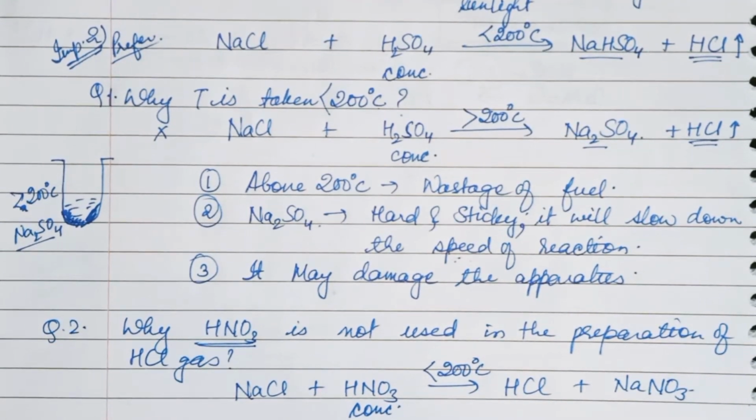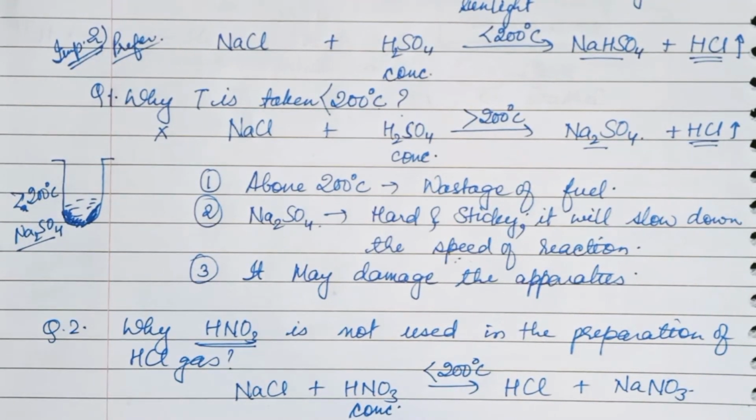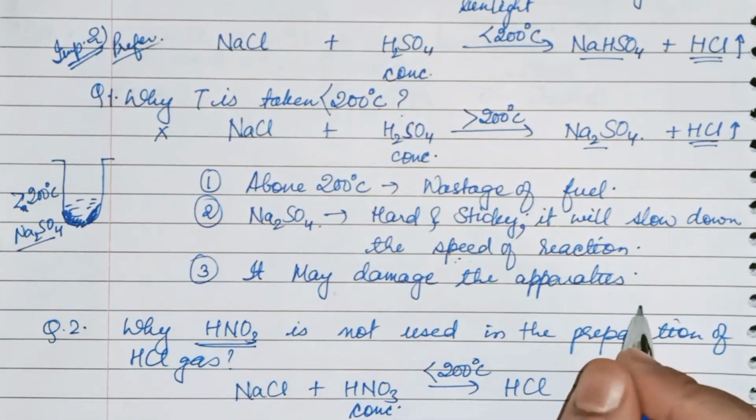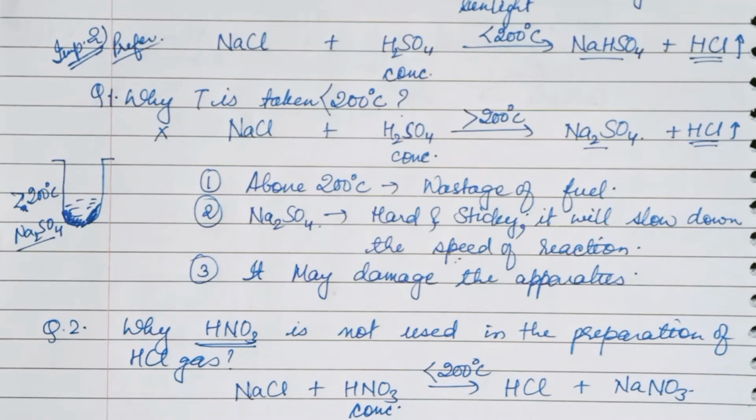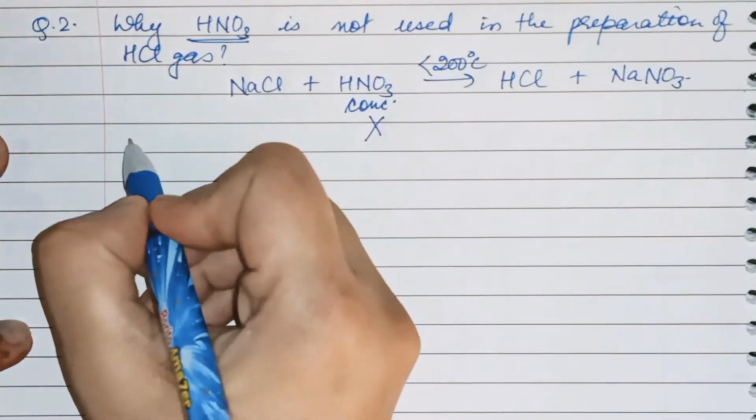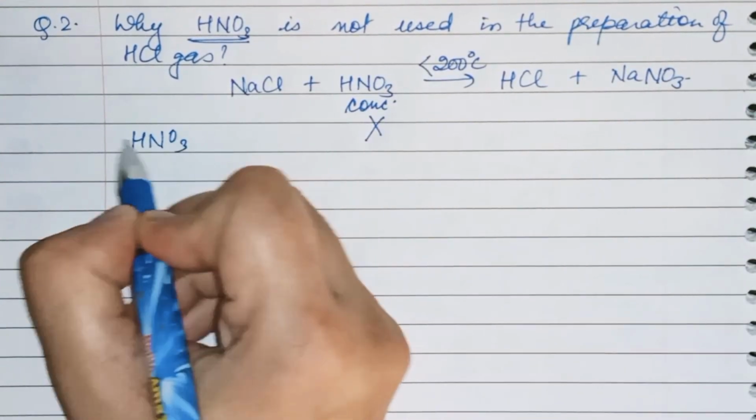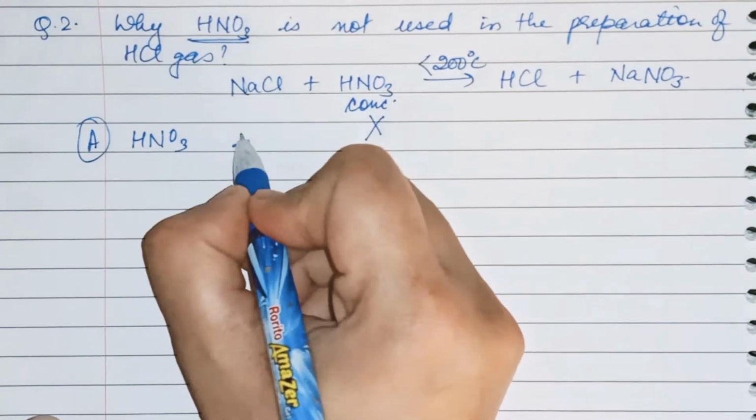Now why are we not using this HNO3? So here the answer will be: HNO3 is a volatile acid.